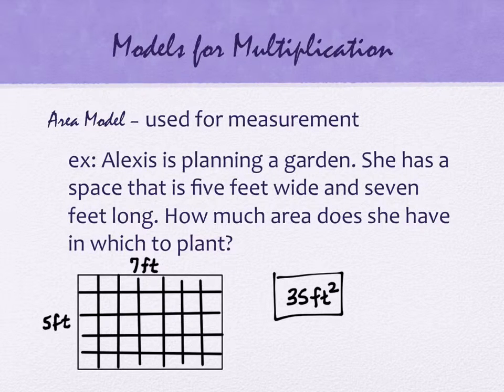Okay, so the difference between this and the other one is that I'm measuring a length on the length and the width, right? I'm not measuring actual objects. Do you guys see the difference? This is used for measurement. The other one's used for physical objects or sets, concrete single things.